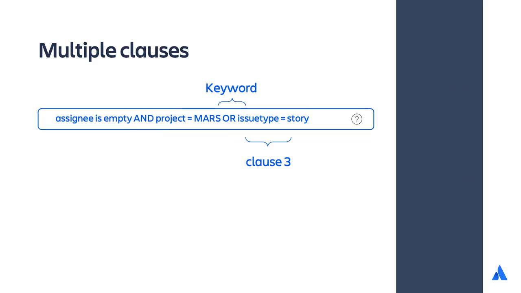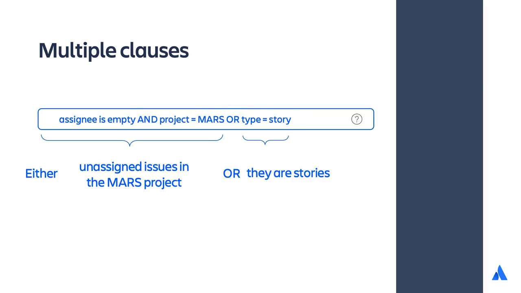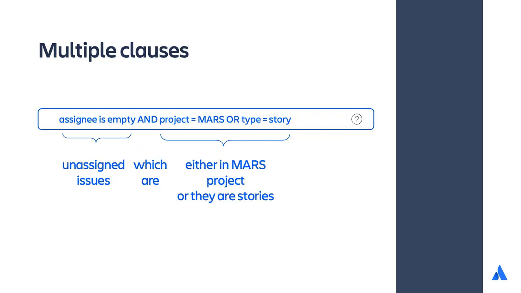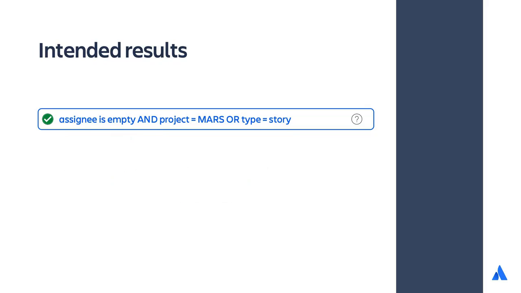Now, what if we wanted to add another clause and use the or keyword? Like or issue type equals story. Did you intend to find either unassigned issues in the Mars project or issues which are stories? Or did you intend to find unassigned issues which are either in the Mars project or issues which are stories? And what will JIRA do with this statement? JIRA will execute, and it will evaluate the 2 clauses joined by and first and then evaluate the or clause.